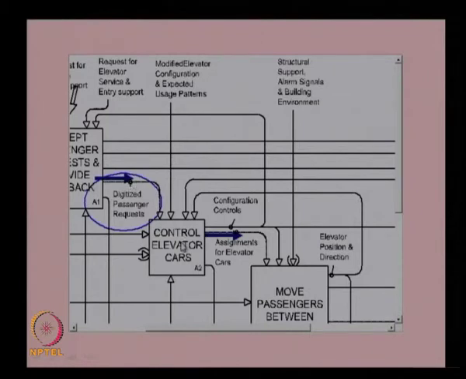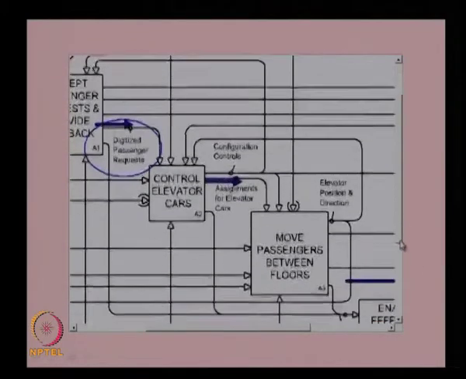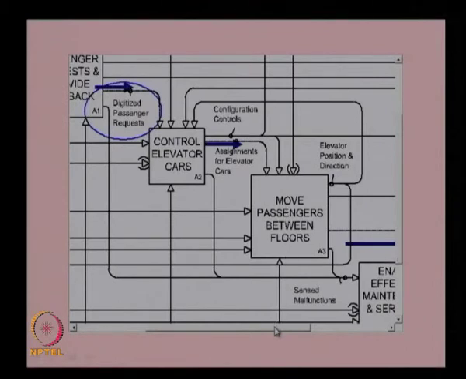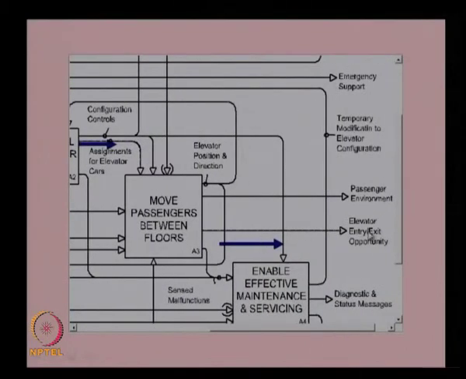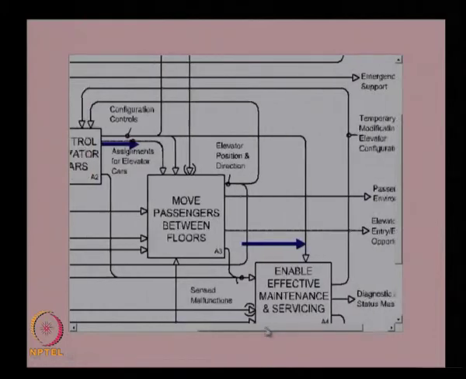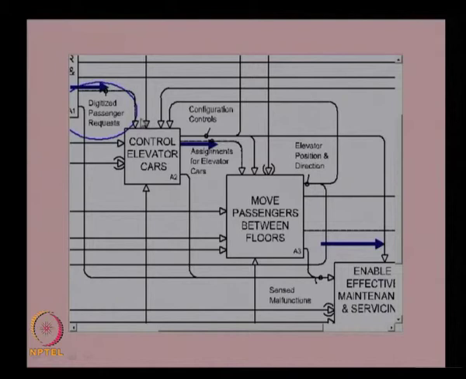That digitized request is coming to control elevator cars as a control input, and then the assignment of elevator cars is coming as an output from this function. Then it is going to the next function, which is move passengers between floors, and here you are getting an output, that is the elevator entry exit opportunity. So we are tracing that input, which is the request for the elevator service, and that request is being processed in these functions and coming out as an output of elevator entry exit opportunity. So we can see that these A1, A2 and A3 functions are using this input and processing it in various forms and then getting the final output.